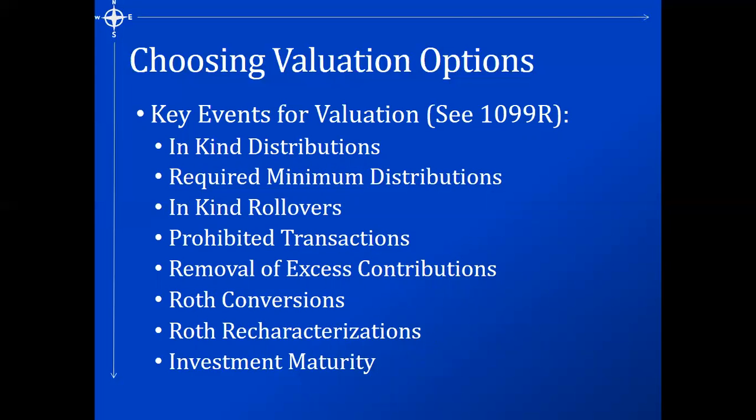In-kind rollovers, prohibited transactions. If by accident your account gets disqualified as of January 1st, you want to make sure that the value that IRS is pinning your income to as a result of the prohibited transaction is accurate. You don't want them to be getting a value that's overvalued. You want to get them a value that's not undervalued, that's accurate, so that the income taxes get reported correctly. There might be excess contributions that have been made to the account, Roth conversions, Roth recharacterizations, etc.